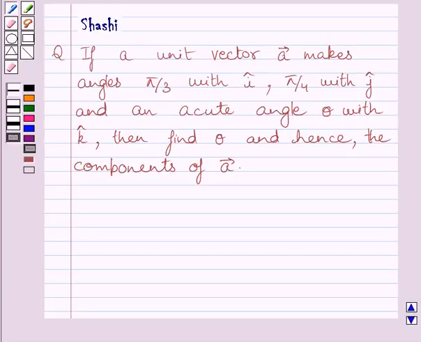Let us discuss the following question. Question says, if a unit vector A makes angles pi upon 3 with I vector, pi upon 4 with J vector and an acute angle theta with K vector, then find theta and hence the components of vector A.